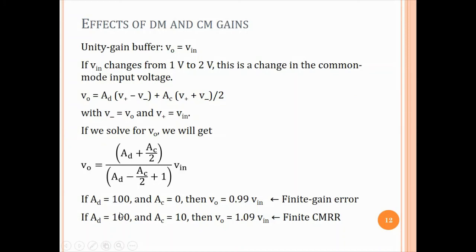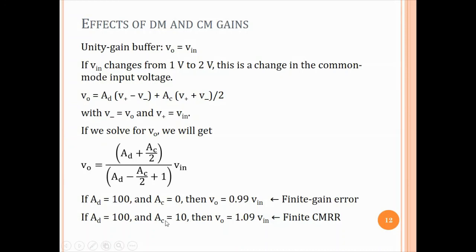Now suppose we have AD equal to 100 and AC equal to 10. Okay, that's not a very good CMRR, but that is the point of this example. So if this is 100 and this is 10, we'll get 105 divided by 101 minus 5, so 96. So 105 divided by 96. So that turns out to be 1.09. All right, so the voltage gain, which ideally should be 1, has become 1.09. There is a 9% error in the output because the common mode gain is not small enough.